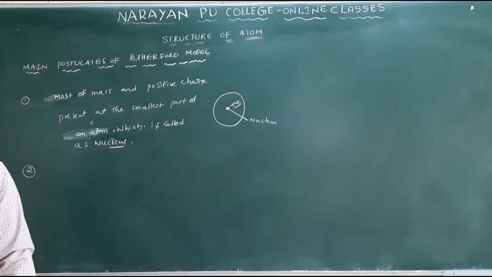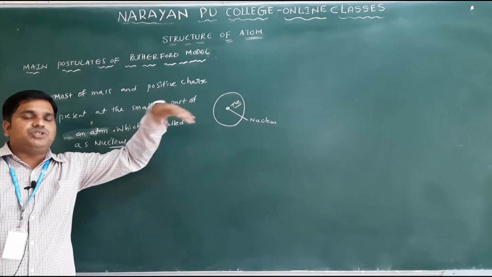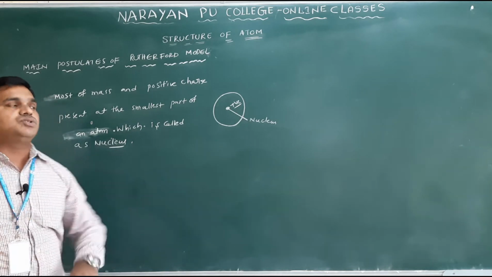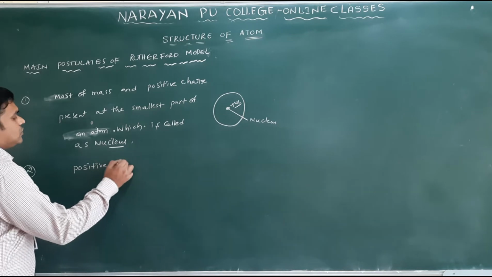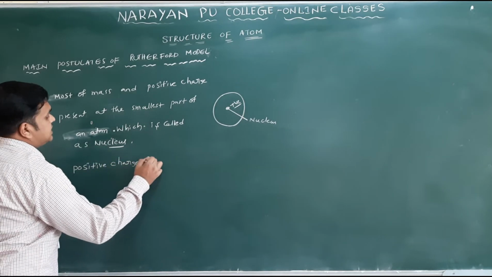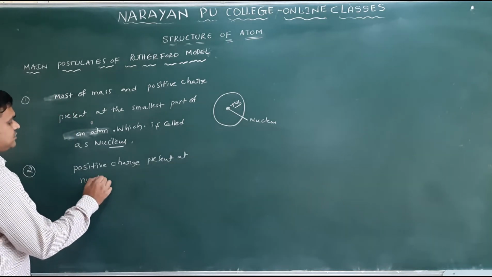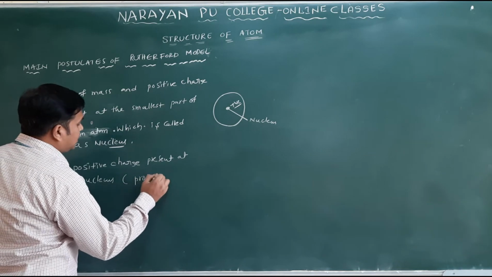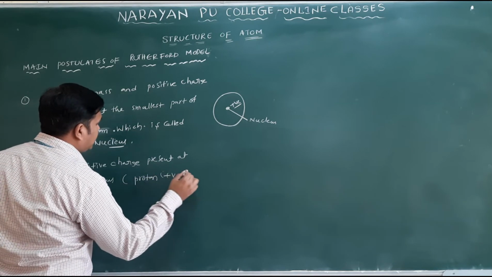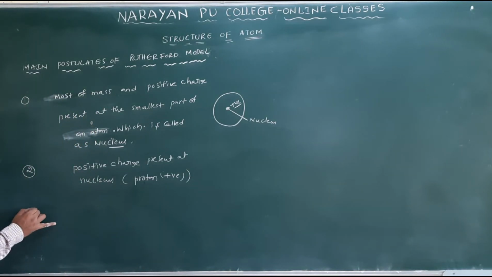The next postulate: the positive charge is present at the nucleus. Why is this positive charge present? Because of the protons only. A proton is a positively charged particle. This is the second postulate of the Rutherford atomic model.